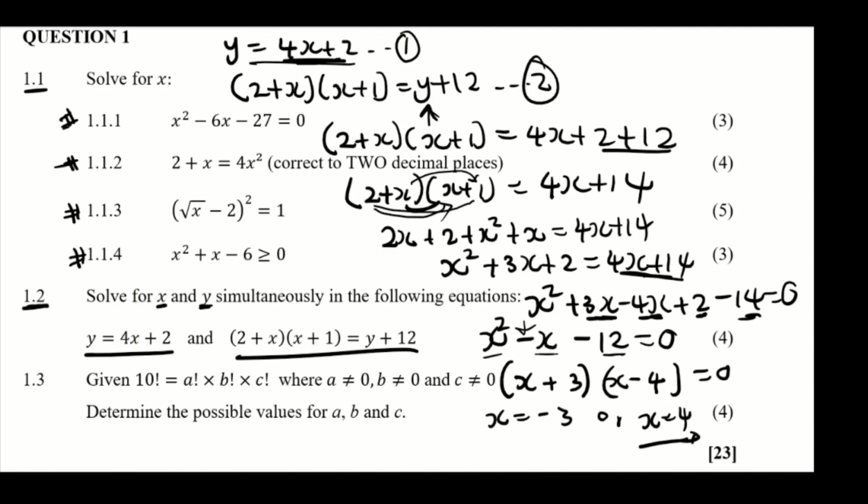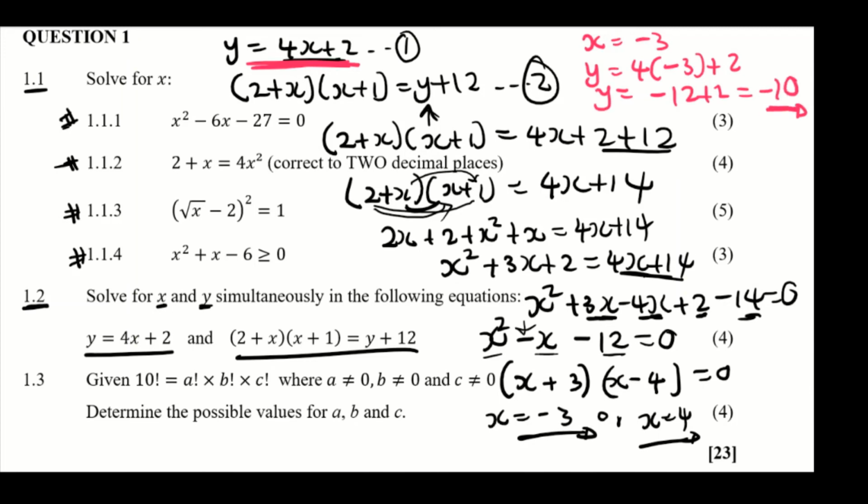So these are the solutions of x, and then we will use this equation here to find the solutions of y. So when x is equal to minus 3, what is the solution of y? It's going to be y equals 4 into minus 3 plus 2, so it's equal to minus 12 plus 2, which is equal to minus 10. So the solution of y is minus 10.